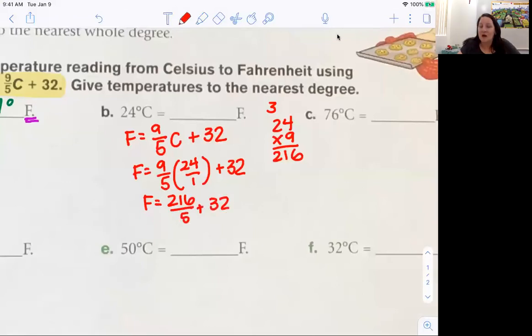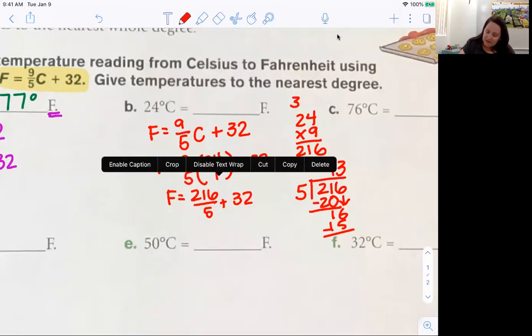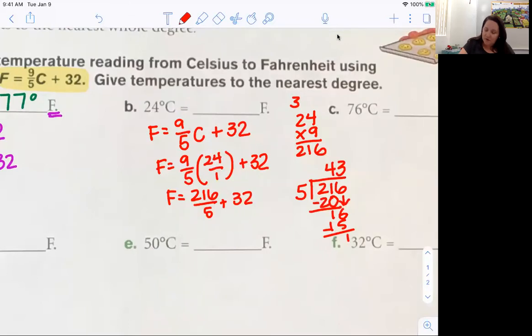Now, do you see why we were taught PEMDAS first? The reason why we were taught PEMDAS first is because we know we have to do the dividing before we can actually add. So let's divide. 216 divided by 5. 5 goes into 21 4 times. 5 times 4 is 20. Bring down my 6. 5 goes into 16 3 times. 3 times 5 is 15. Wow, 15 with 1 left over. So 43 and 1/5, or 43.2 degrees. And I'm going to use decimals and I'll show you why.